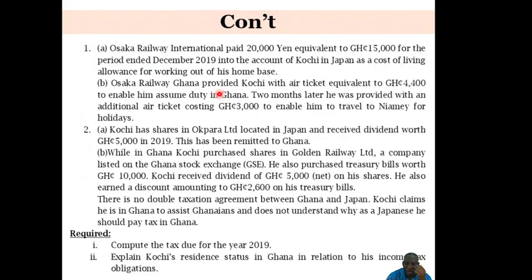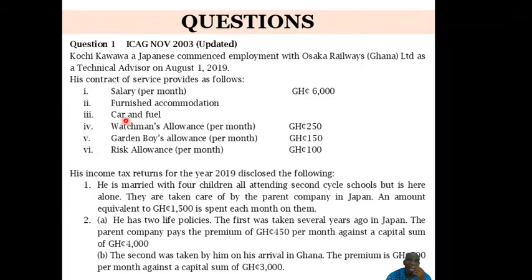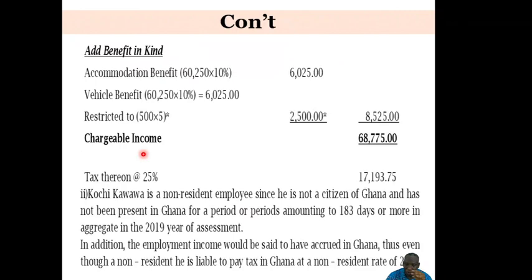Then let's look at the vehicle benefit. In this question, we were told that he's given a car and fuel, and for car and fuel we say it is 10% of the total cash emolument. So its calculation will just be like the accommodation benefit. But you see that the figure is 6,025. Okay, but we said that unlike accommodation benefit, there is a ceiling to vehicle benefit. So anytime you calculate and the figure is more than the ceiling, you just show the calculation and say restricted to, and vehicle with fuel is 500 per month. So 500 times 5 will be 2,500. So the figure for the vehicle benefit rather is 2,500. Because under no circumstance should the calculation be more than the ceiling. That's the point I was trying to explain to you.